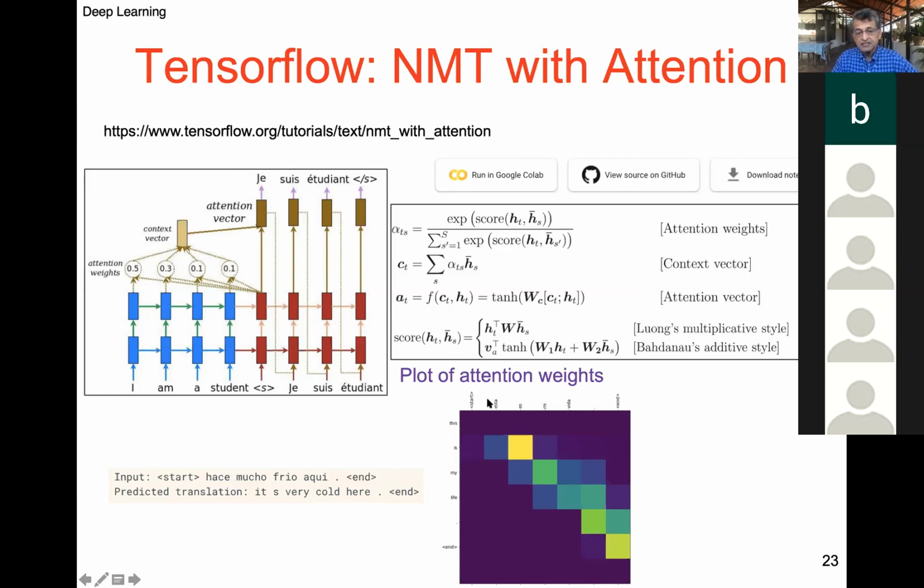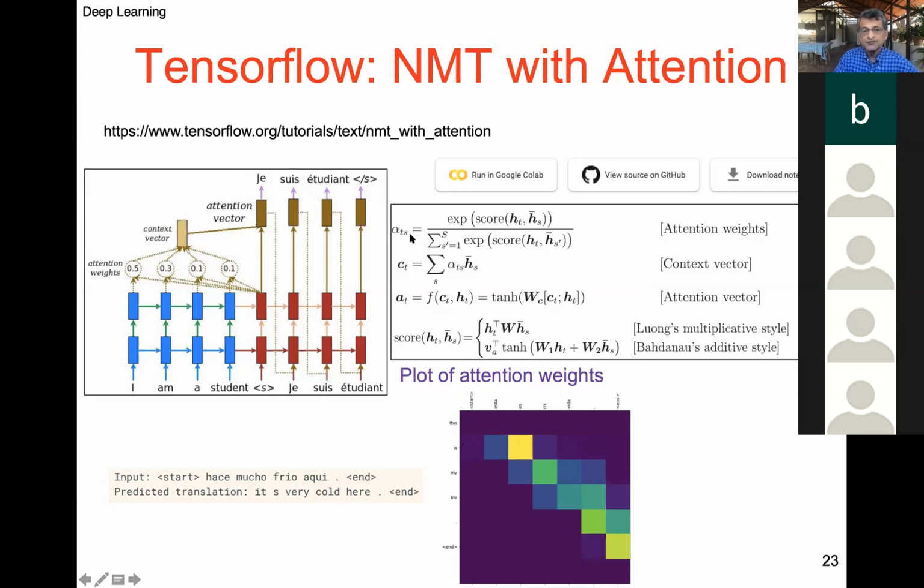The TensorFlow code shows how you can generate a plot of attention weights. This is translating English to French, and this is the attention weight. This is "my life" in English, and this is the equivalent in French. It's showing the corresponding importance of these weights.